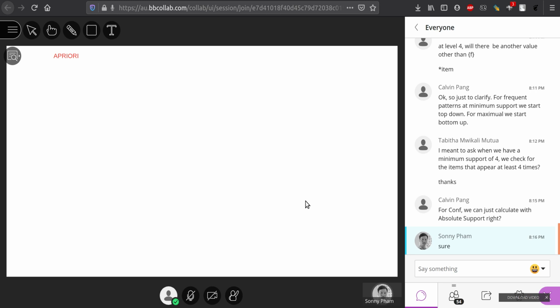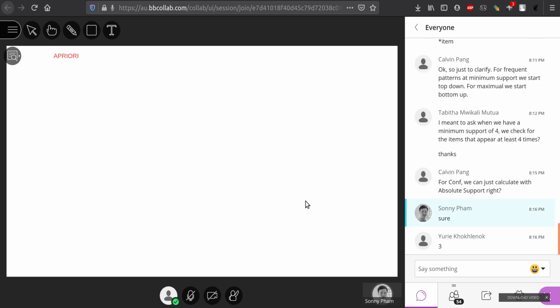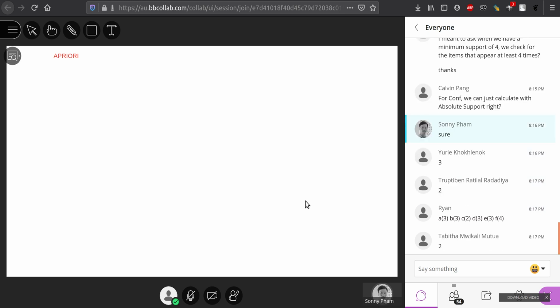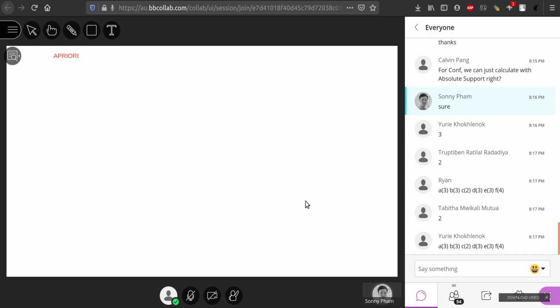So if you can give me a hand as I write. Level 1, for example, I have A, which is, I can't remember how many items there are. 1, 2, 3, the 3? Yes, so A is 3, B, 1, 2, 3. C, how many are there? 1, 2, is it 2? Yes, 2. D, 3, E, 3, F, 4.